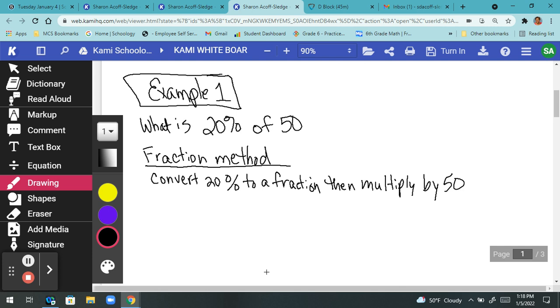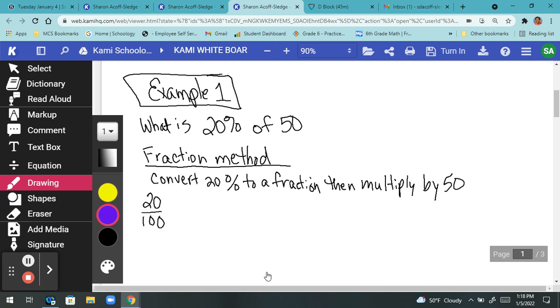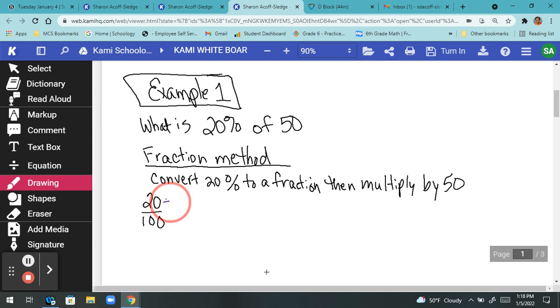Okay, so I'm going to convert 20% to a fraction. So that's on our wheel. So convert that, I have to put it over 100, right? Isn't that what your wheel says? And then I have to simplify. You said divide top and bottom by 20? Yeah. That one's easy, so I don't have to do my ladder method. 20 divided by 20 is 1. 100 divided by 20 is 5. So that's my new fraction.